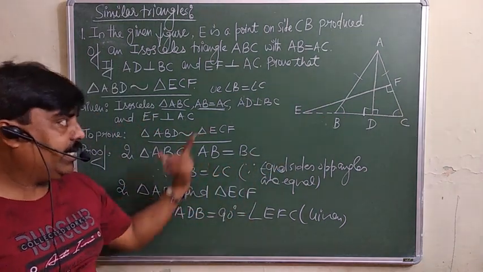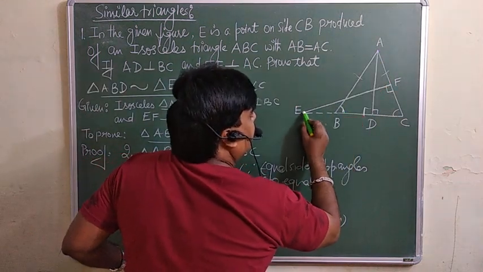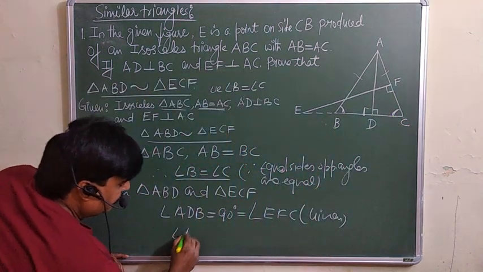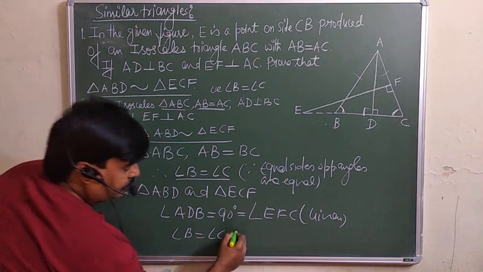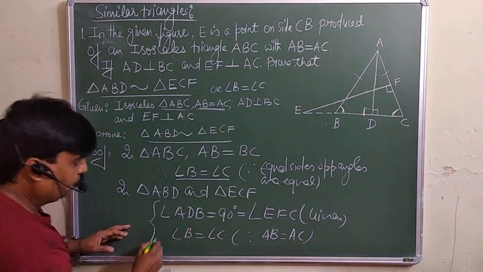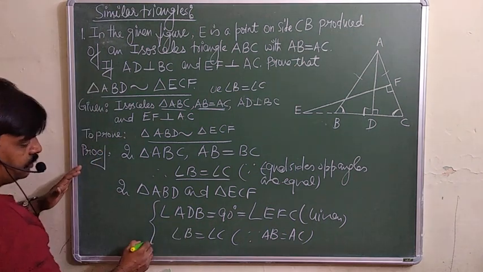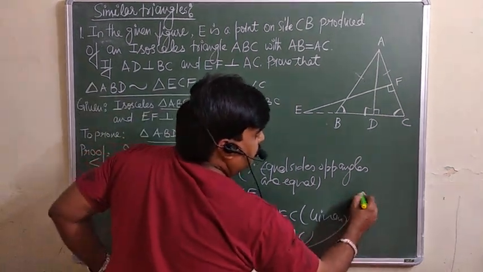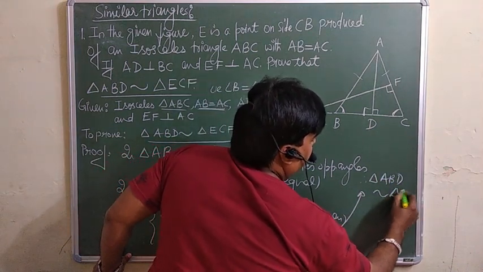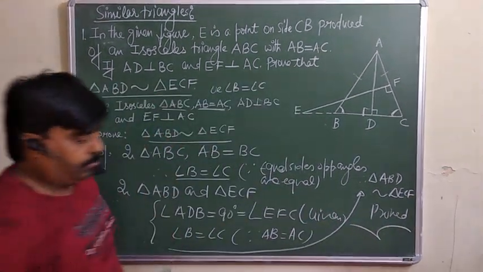So one angle we have is 90, we need to find one more. So now in triangle ABD, this angle B, and in triangle ECF, this angle C, are already equal. From here, angle B is equal to angle C, because AB was equal to AC. So from these two angles being equal, you can declare, therefore, triangle ABD is similar to triangle ECF, which you want to prove. Have a look.